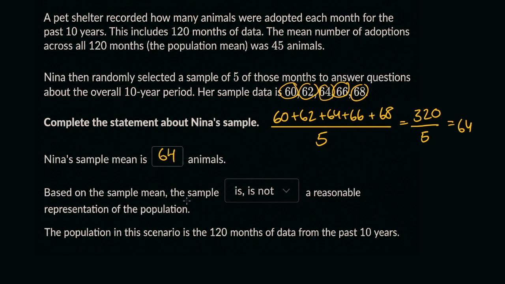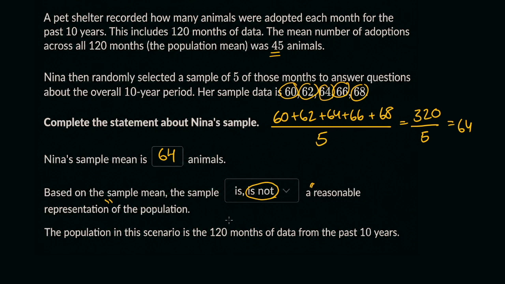Based on the sample mean, the sample is or is not a reasonable representation of the population. So reasonable representation is a little bit of a squishy term. I would prefer to see some type of threshold for what defines reasonable, but I'm assuming they mean how close it is. And if most of the data is, I don't know, let's call it from 20 to 70, and now we got a mean that's a good bit higher than 45, I would just go with is not. That's what I would think that this question asker is going for.